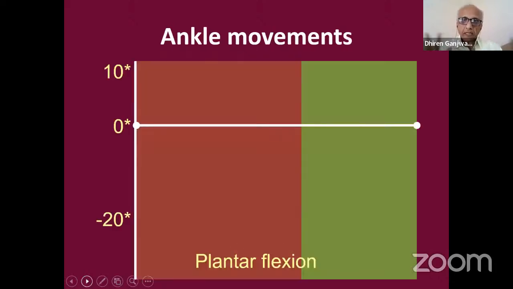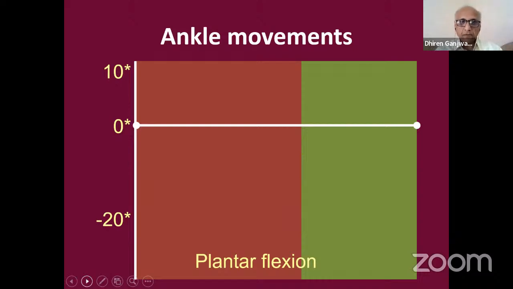So if we look at the kinematics graph, which we see routinely in our gait analysis report, the one with the red color is the stance phase. The one in green is the swing phase. The horizontal line, or the x-axis, represents time, and upwards, the plus, is dorsiflexion, and the negative, the minus, is plantar flexion. This is conventionally how we describe the ankle movement in our gait analysis reports.